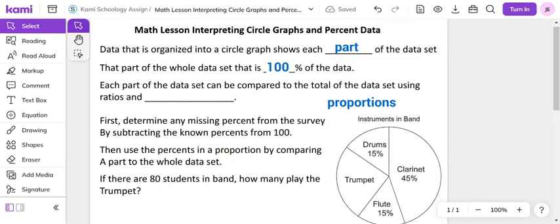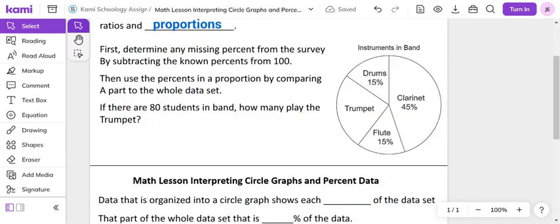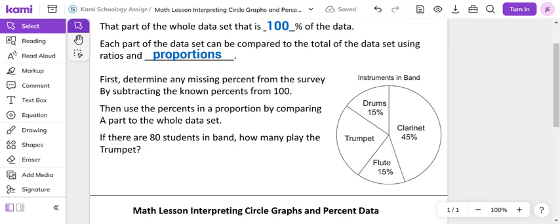Each part of the data set can be compared to the total of the data set by using ratios and proportions. So first, we're going to determine within the percent circle graph if there's any missing percent from the survey. What we can do is just add up the known percent and then subtract them from 100. Then we're going to use the percent in the proportion, and we're going to compare it to the given survey and what the graph is connected to as far as what data was collected. So let's take a look at the first one.